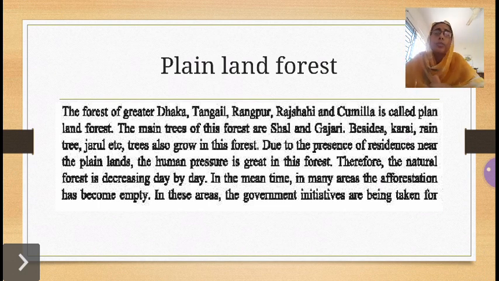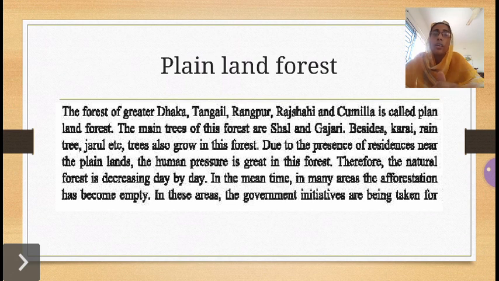The main trees of this forest, as all of you know, are shal and gojari. Besides, kodui, rain tree, jarul, etc. trees also grow in this forest. But due to the presence of residences near the plain lands, the human pressure is great in this forest. It is obvious, because it is located right beside human residences.